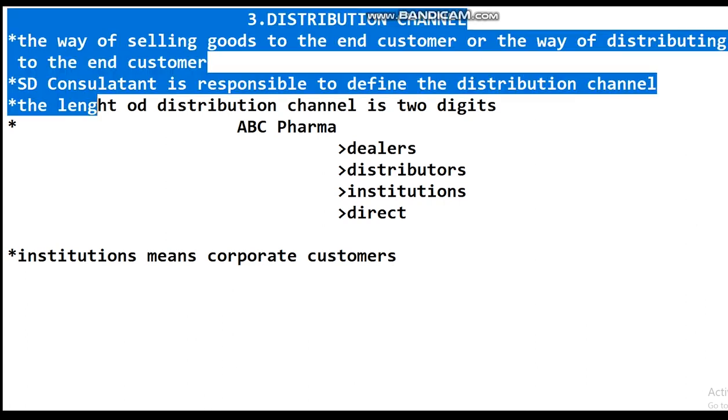And the next one is division. So let's see about division. The fourth one is division. So what is division? Division is nothing but the range of products or product line.